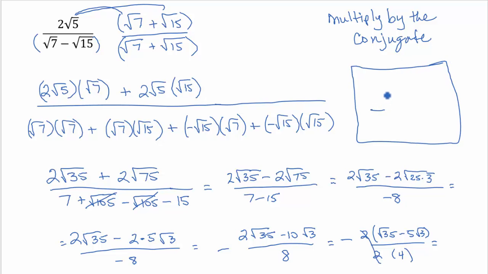negative square root of 35 minus 5 square roots of 3 over 4. Which truthfully, we should probably distribute that negative in the top. So we could also say that's the same thing as negative square root of 35.